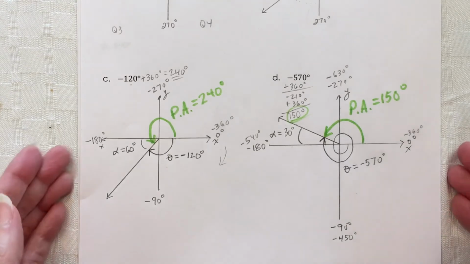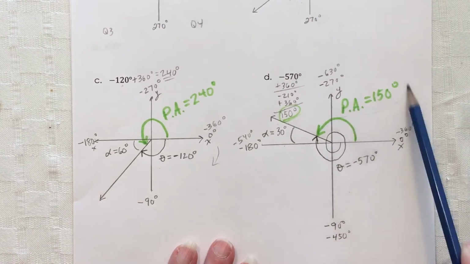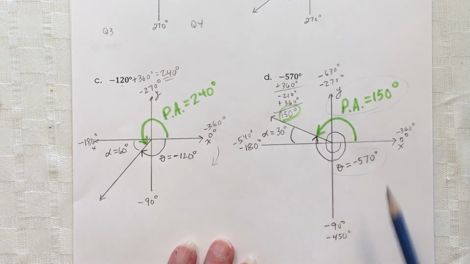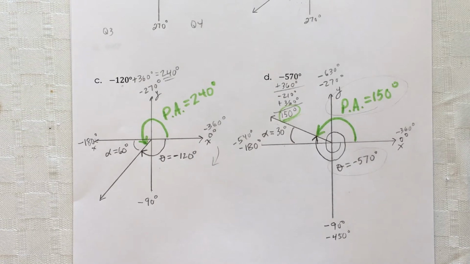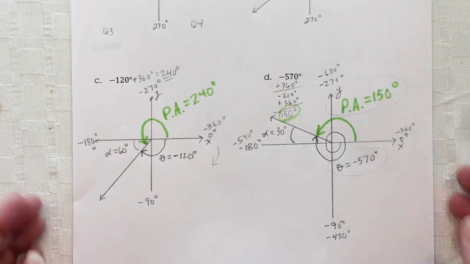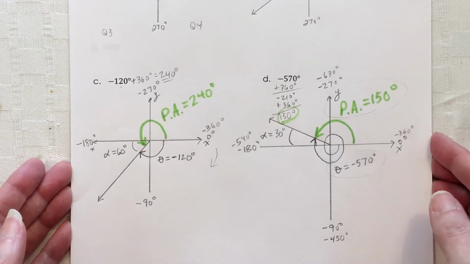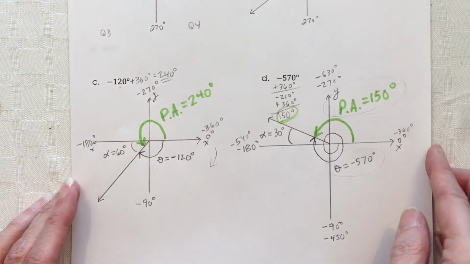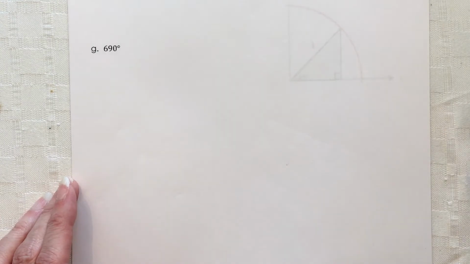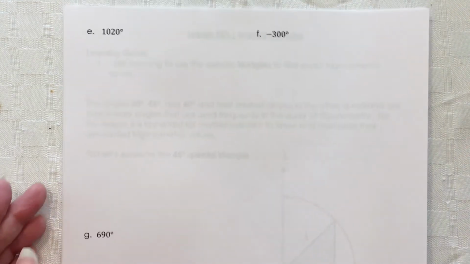So again, an important thing to know here is that 150 degrees and negative 570 degrees have the same terminal arm. Okay, so that's an important thing to remember as we're going to move on later when we start the new lesson. Okay, so we'll do a couple more of these. So 1020, it's a positive angle.